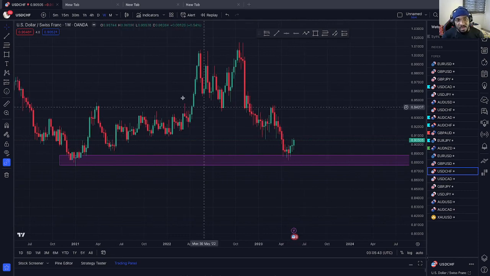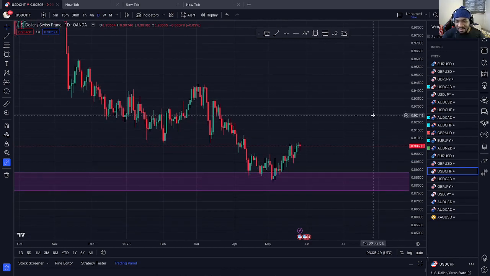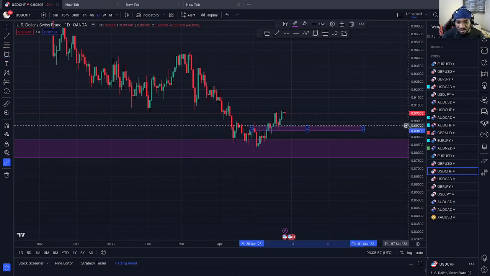So right here on the weekly time frame, we don't really have much, so we go down to our daily time frame, and we could clearly see that price already broke our previous zone. As soon as price broke this zone, it came down here, gave us a higher low, and it's anticipating creating a new higher high.